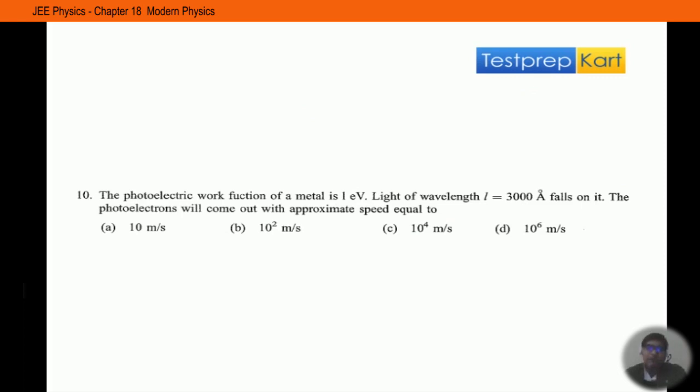It is saying a photoelectron work function of metal is 1 electron volt. So work function is given. Phi equals 1 electron volt. And light of wavelength is falling on that surface. That lambda equals 3000 angstrom. So you can write 3000 into 10 to the power minus 10 meters. So the photoelectron will come out with approximate speed.